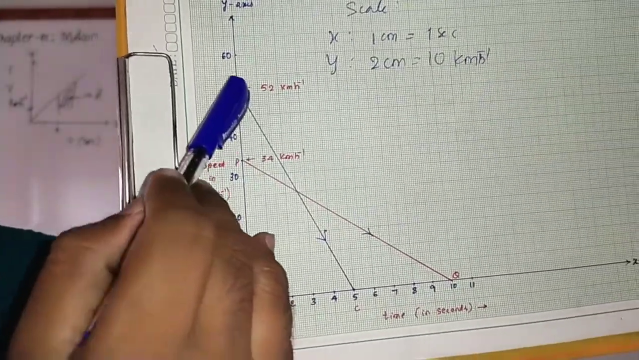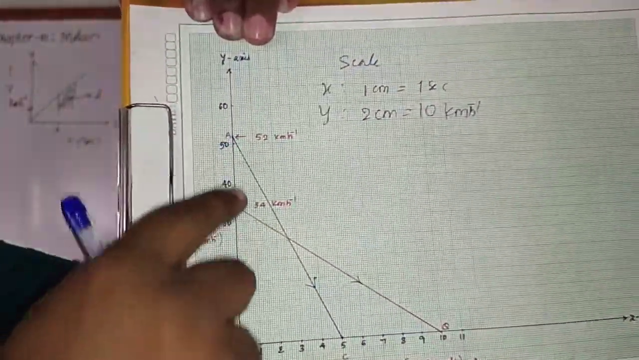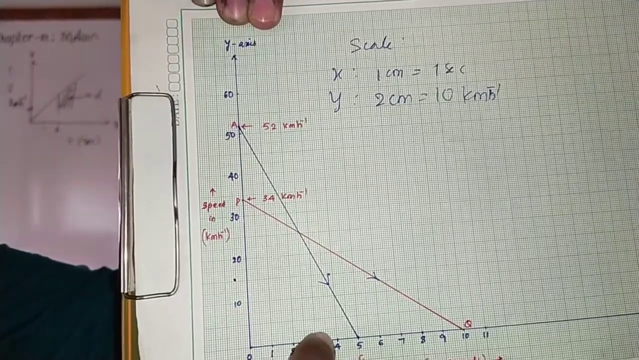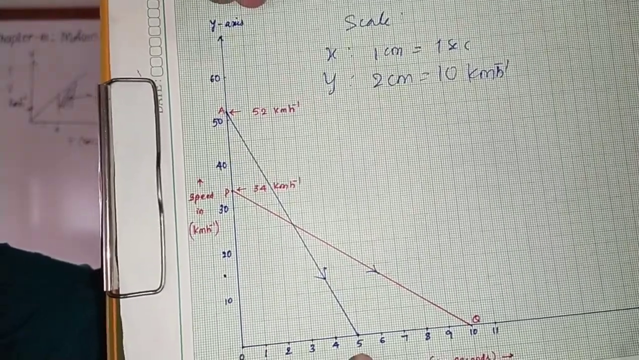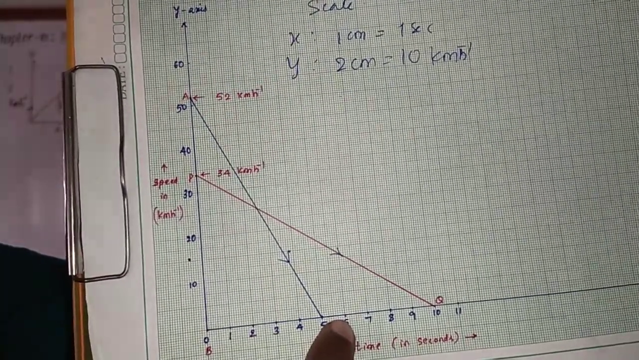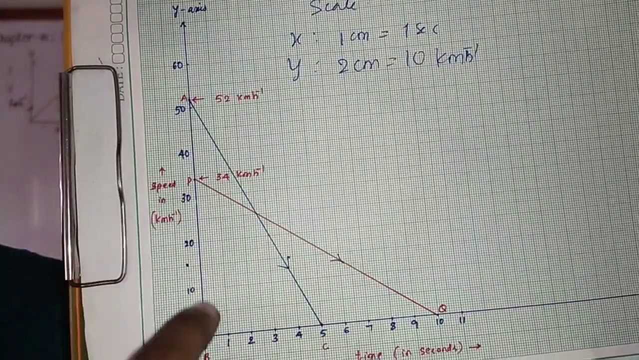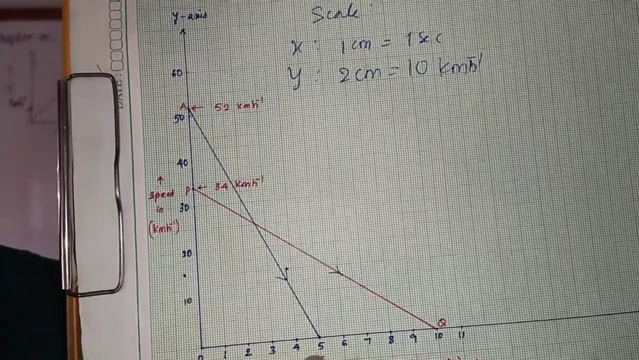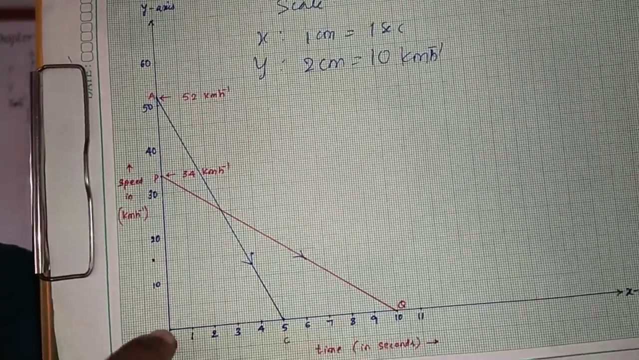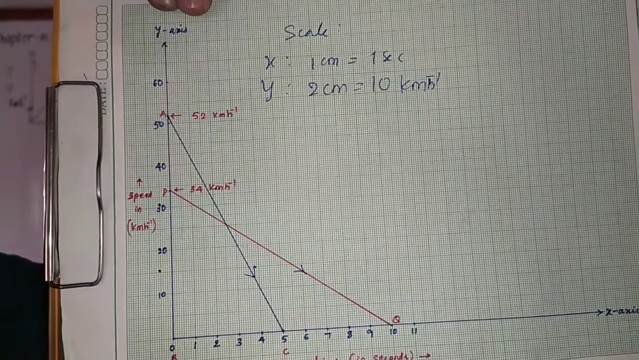Look here, first car. I marked the point A. Observe here, we have to find out the distance covered by the car. Hence, I should consider the triangle ABC. The area of triangle ABC is half into base into height. Base BC, height AB. Clear? What is the base? It is 5 seconds. Then the height is 52 km per hour. Understood? Now I'll go for calculating.